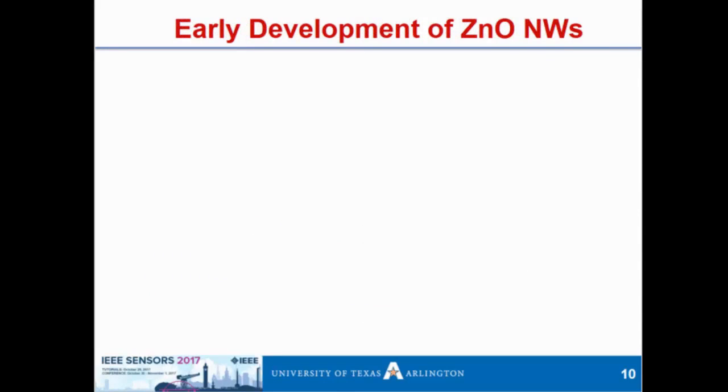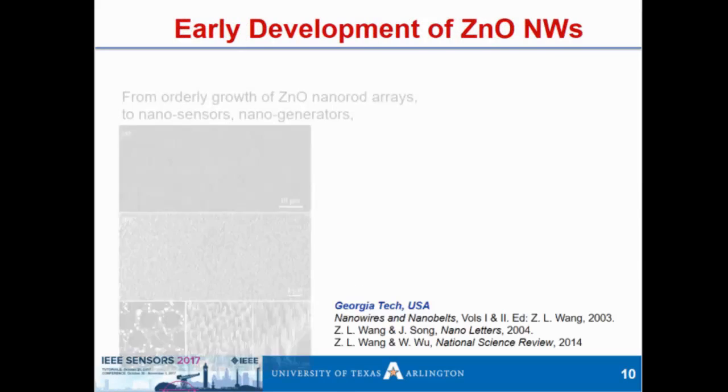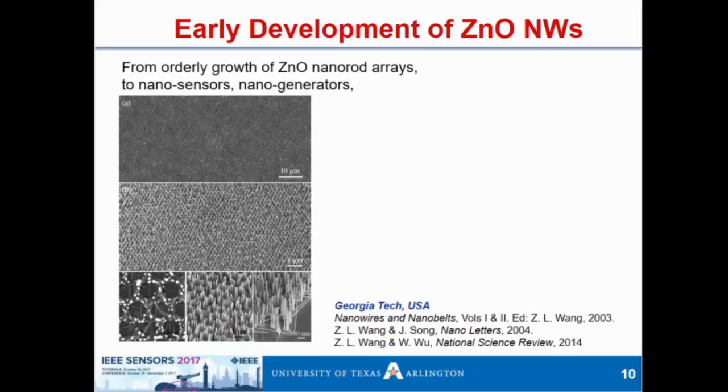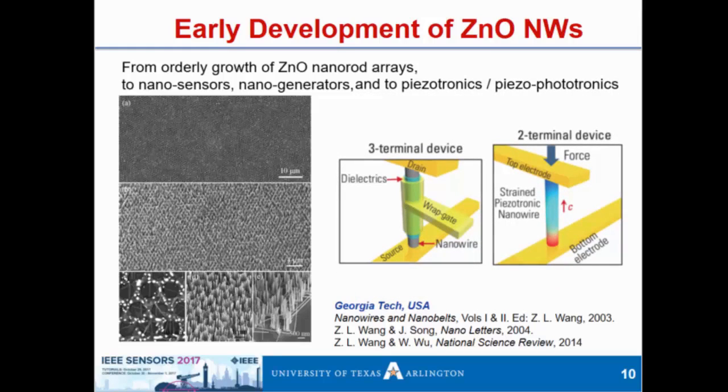All right. Early development of zinc oxide nanowires, let's give the credit to where the credit is due. And that was done by Dr. Wang at Georgia Tech. He was the one who started growing these in ordered fashion as an array using a template such that they can really grow in whatever format that he wants. And these are grown with a hexagonal template so that they grow around in hexagonal. And he used these as nano-sensors and nano-generators.